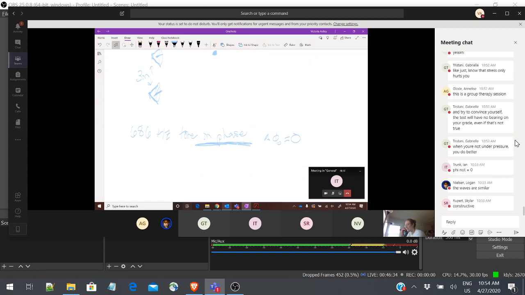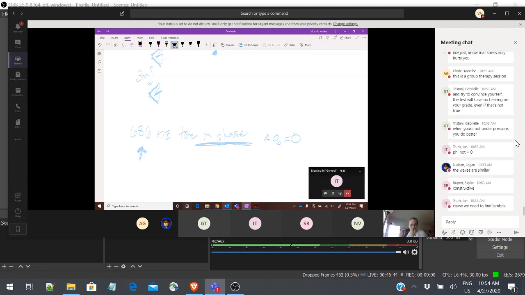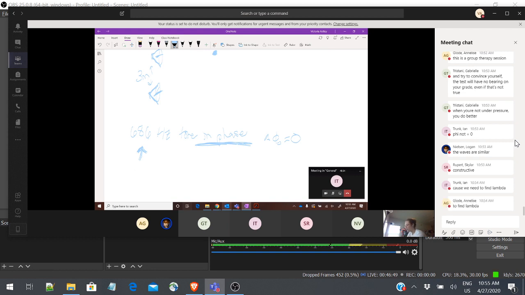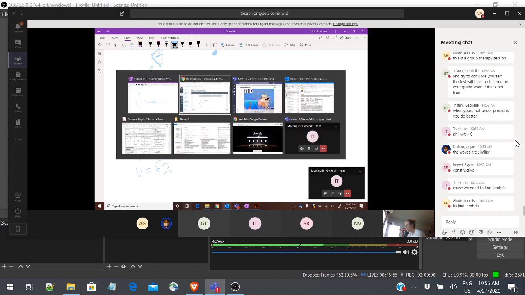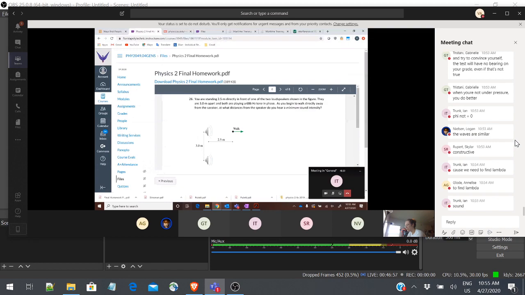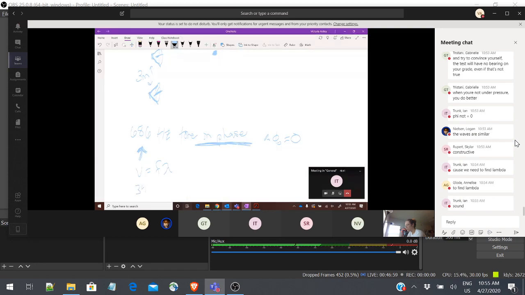Okay, so 686 hertz. Why did they give us this information? What good does this do us? We need to find a lambda. Yeah. So v equals f lambda. V, is this sound or light? It is sound. So 343, and I made life really easy for you. So lambda is 1/2 meter.